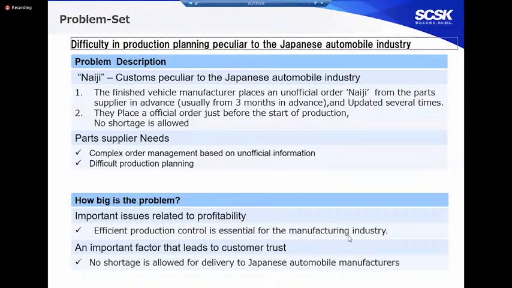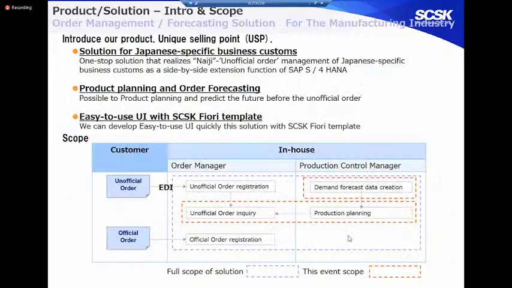And we are talking about manufacturing companies. They really need to be on top of inventory management, and they need to minimize inventory as much as possible, but they cannot be short on customer demand. So no shortage is allowed. It's a no-tolerance system for delivery for Japanese OEMs. So in order to address those issues, let me talk about the solutions for Japanese-specific business customs.